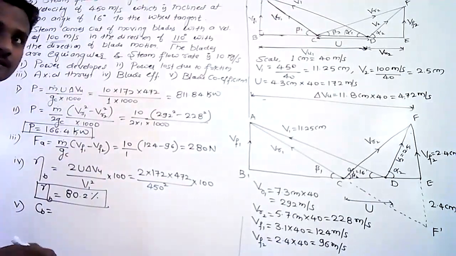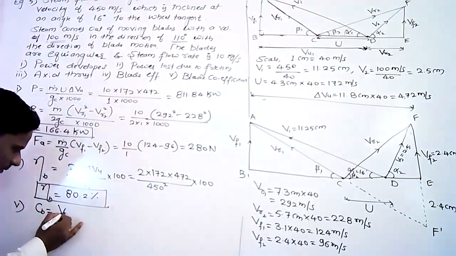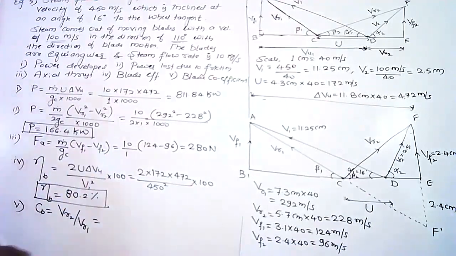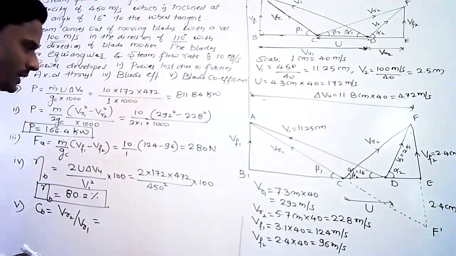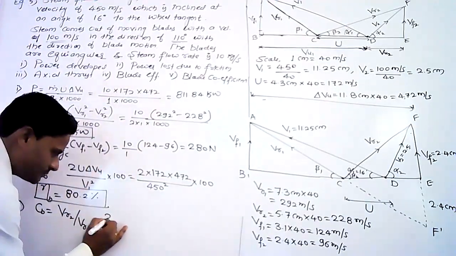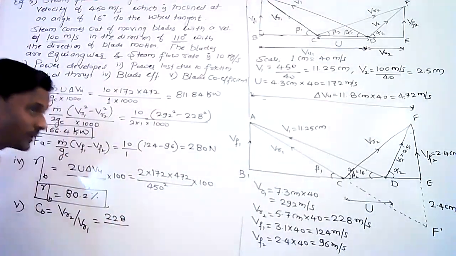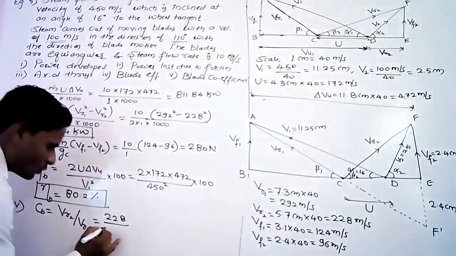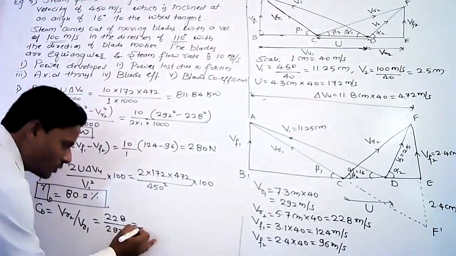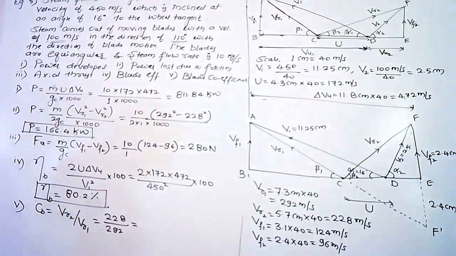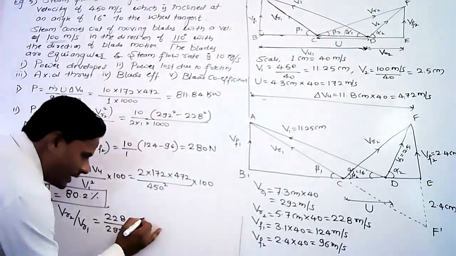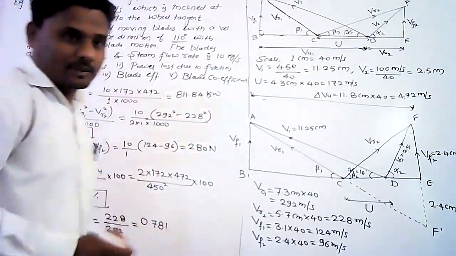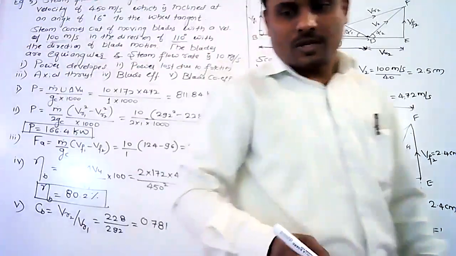Now the last bit is the blade coefficient, which is written as CB. CB equals Vr2 by Vr1. So you know both the values. Vr2 is 228 divided by Vr1, which is 292 meter per second. So the ratio is 0.781. This is the value for CB. This is the most expected question in exams.